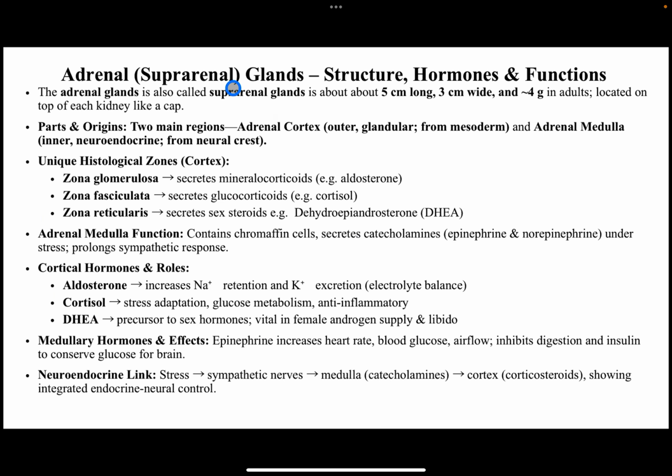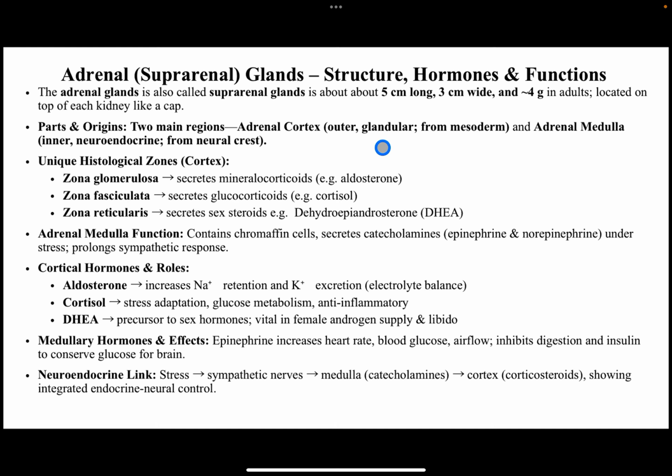Good. Now, the adrenal gland is also called the suprarenal gland. It's about 5 centimeters long, 3 centimeters wide, and it weighs 4 grams in adults. And like I said earlier, this gland is located on top of each kidney like a cap. Now this gland basically has two anatomical regions. They have an outer region which is made up of layers, and then it has an inner region.